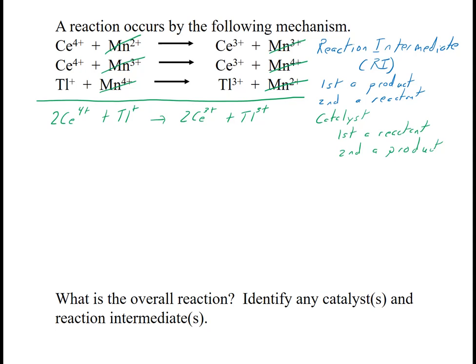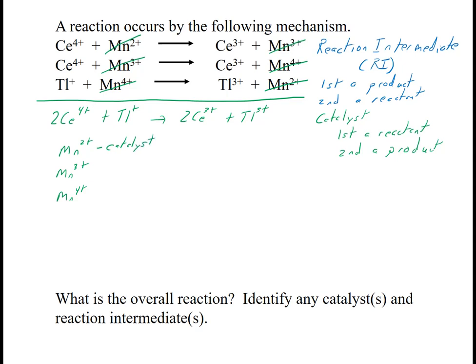Now I'm going to go through every one of these that I identified here. I want to identify them as either being a catalyst or a reaction intermediate. So I have Mn2+, Mn3+, and Mn4+. What I want to look at is this and find the corresponding one. Okay, the earliest is which one? It's a reactant here, and it is a product there, so that's going to make this one a catalyst.